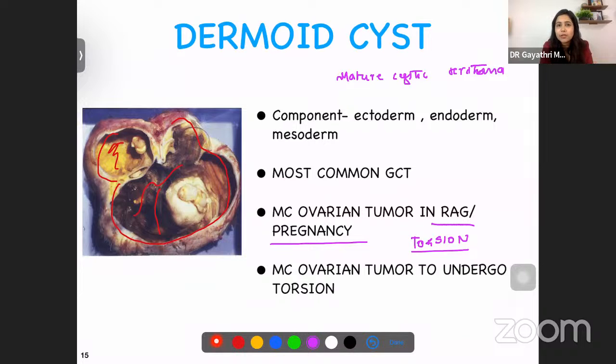So what is the site from which this malignancy arises? It is usually from the Rokitansky protuberance. And the most common malignancy that is associated is squamous cell carcinoma. As we told, there is a component from ectoderm, endoderm, mesoderm, and that is the ectodermal component, or it is a squamous cell carcinoma, which is the most common carcinoma that is associated.